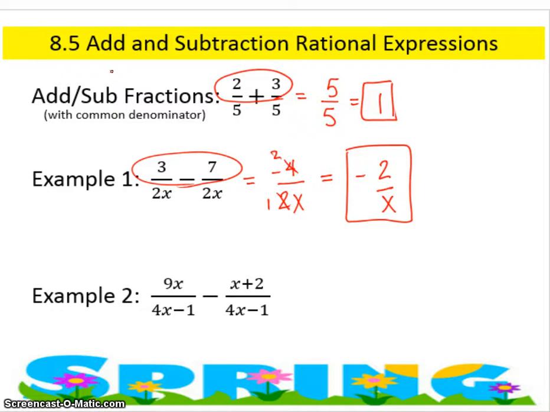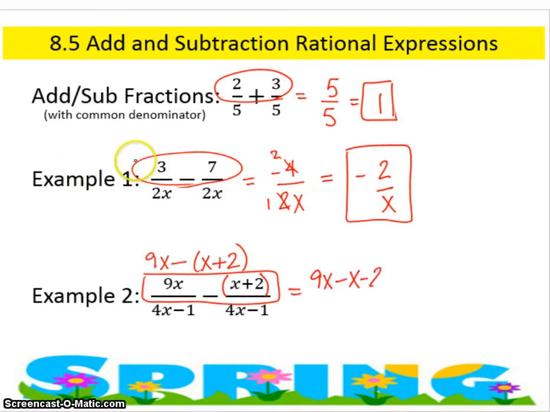Example 2. Here again we have the common denominator, and so we are going to subtract the top, but we want to make sure we subtract the whole top and not just the first term of the top. So what this is, 9x minus (x plus 2), which is going to be 9x minus x minus 2 over, keep the bottom, 4x minus 1. So if we simplify some more, we get 8x minus 2 over 4x minus 1.